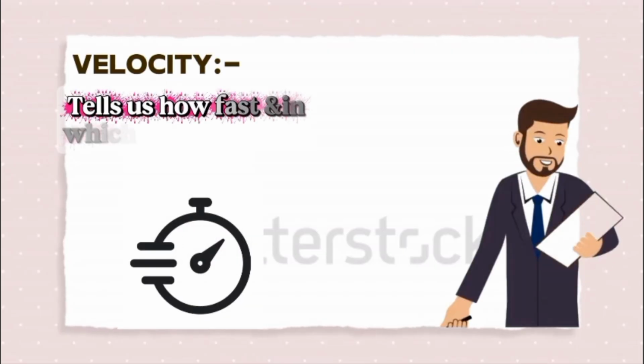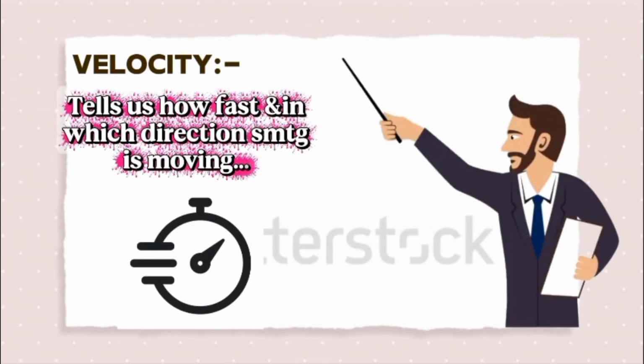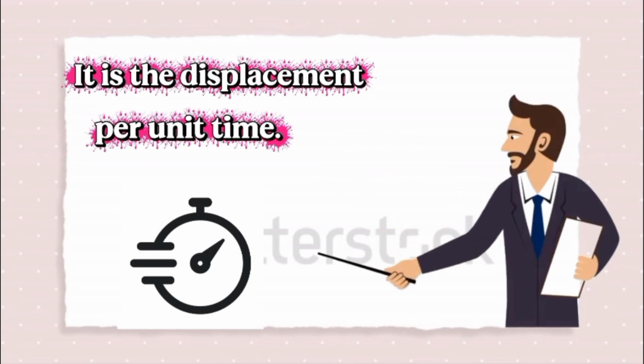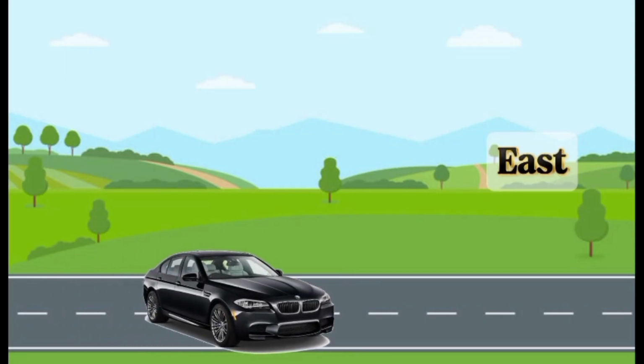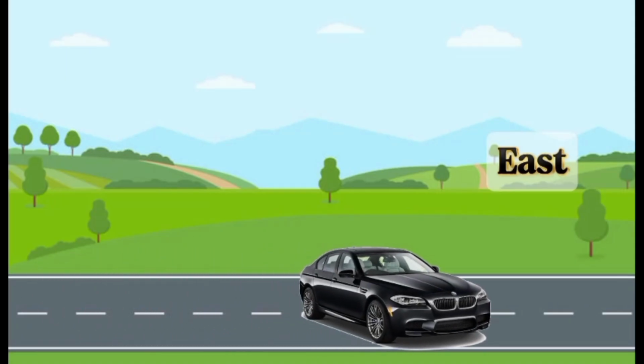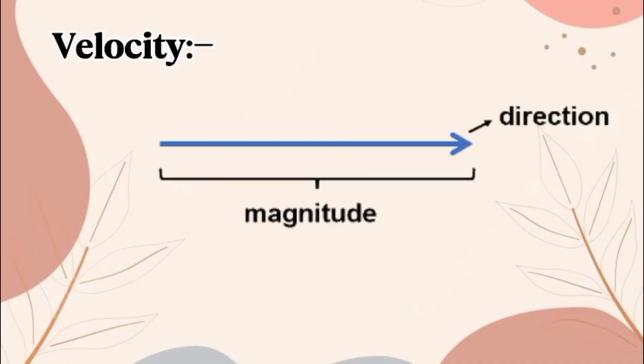Velocity tells us how fast and in which direction something is moving. It is the displacement per unit time. Example, a car moving 60 km per hour east has a velocity of 60 km per hour east. Velocity has both magnitude and direction, so it's a vector quantity.